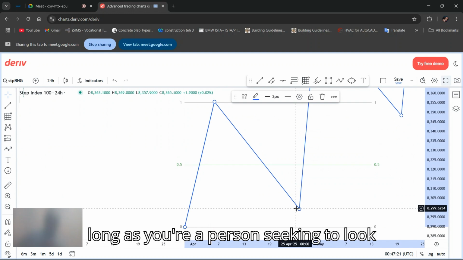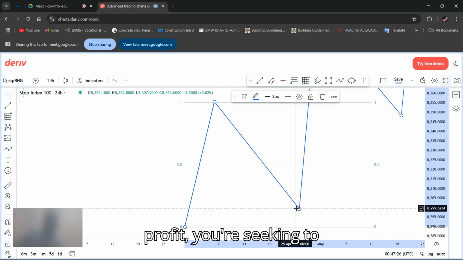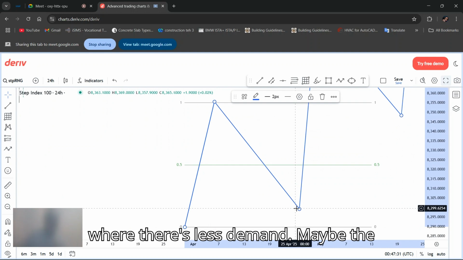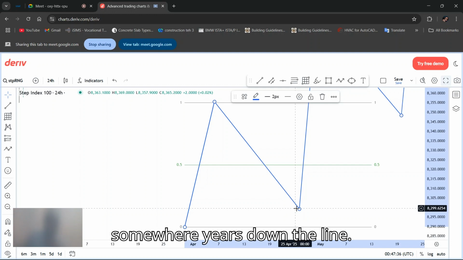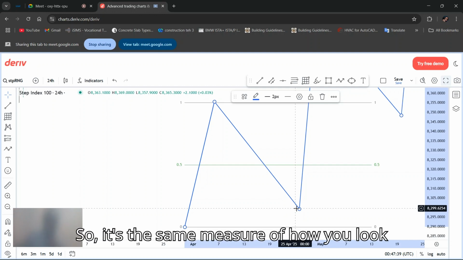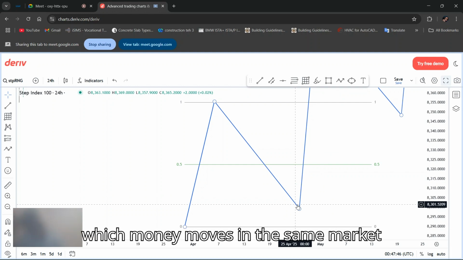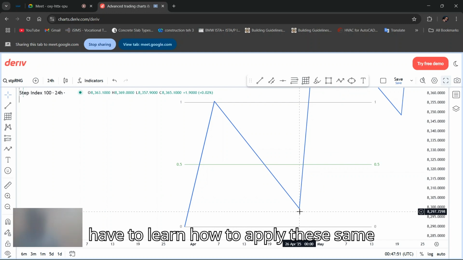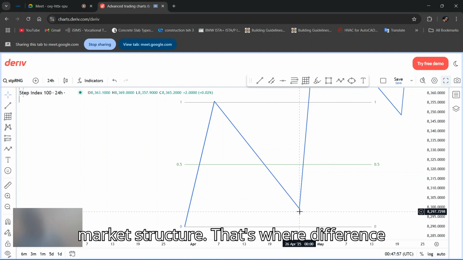So as long as you're a person seeking to gain profit, you're seeking to buy something at a discounted price where there's less demand. Maybe the demand for the market of that particular product is going to come somewhere years down the line. So it's the same measure of how you look at how money operates, not just in buying and selling. It's the same way which money moves in the same market structure. The difference is that you have to learn how to apply these same schematics back to looking at market structure. That's where the difference is made.